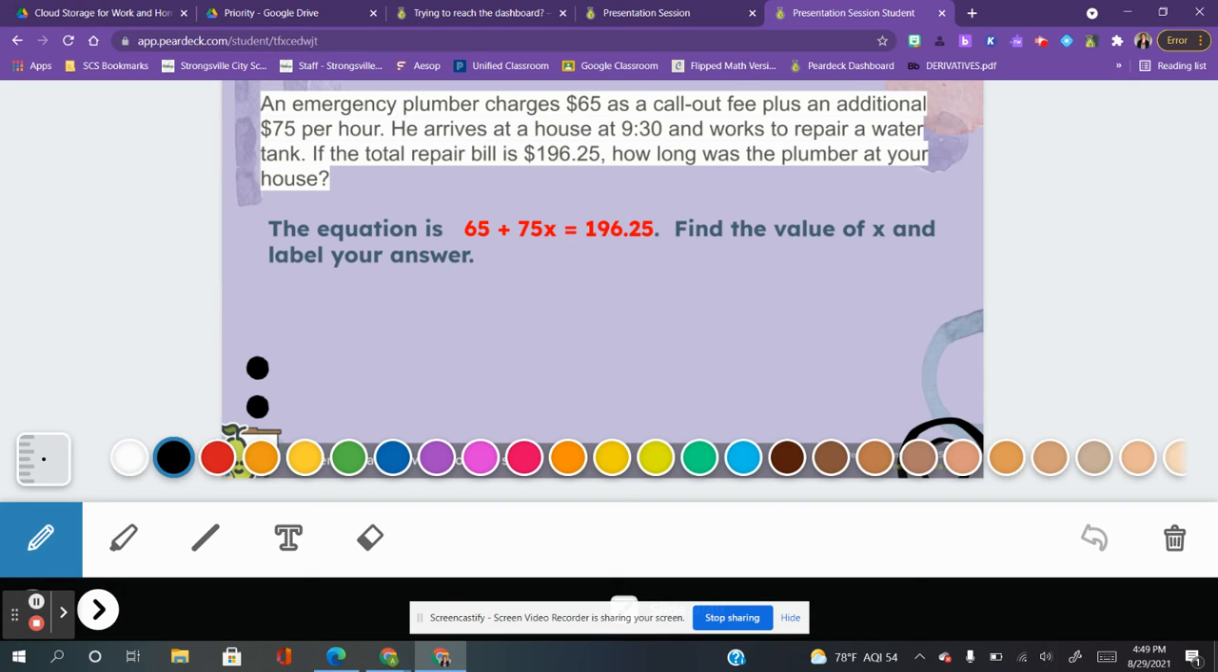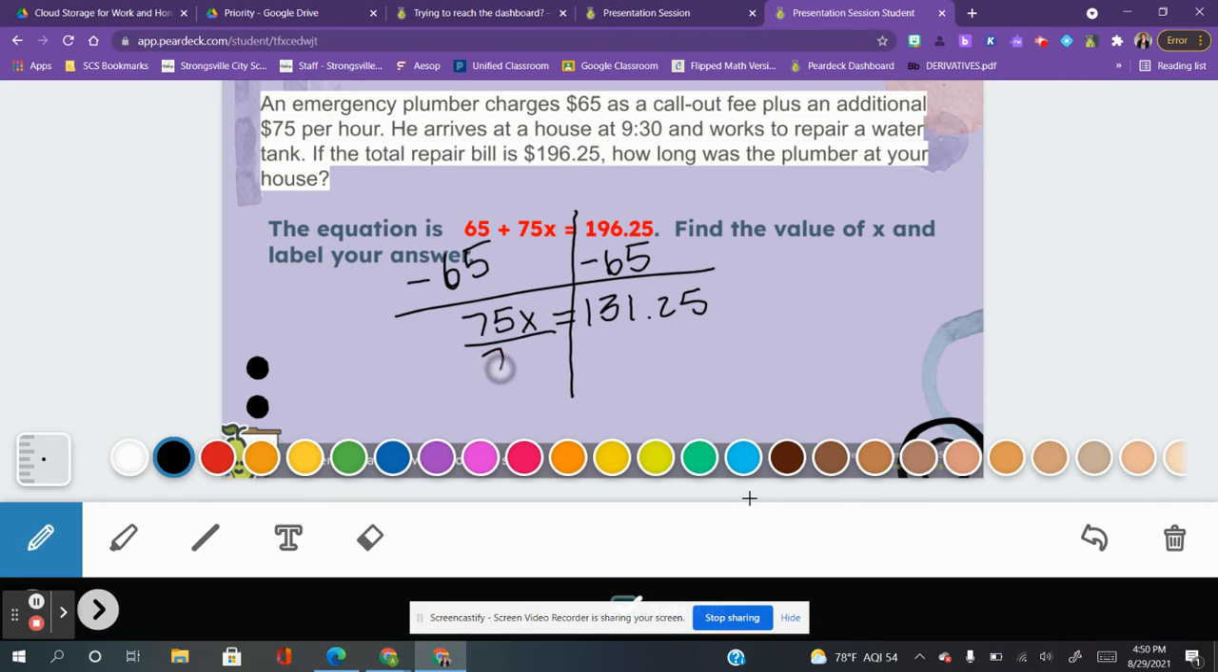So when I like to solve, I always like to draw my line down the equal bar to remind myself that I have to maintain balance on both sides of that equal sign. And the first thing we get rid of is a constant. I'm going to subtract 65 on both sides in order to get rid of that constant. So now I need to calculate 196.25 minus 65. I get 131.25, and I still have 75x on the left side.